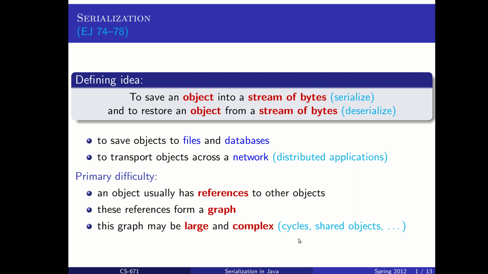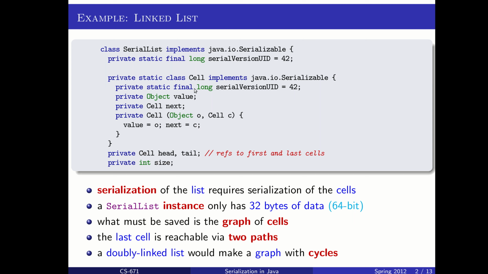There may be cycles in it. There may be objects that are repeated throughout it. And so we want to be able to do serialization in smart ways that make this effective and efficient. First, we'll start with some simple examples of serializing.